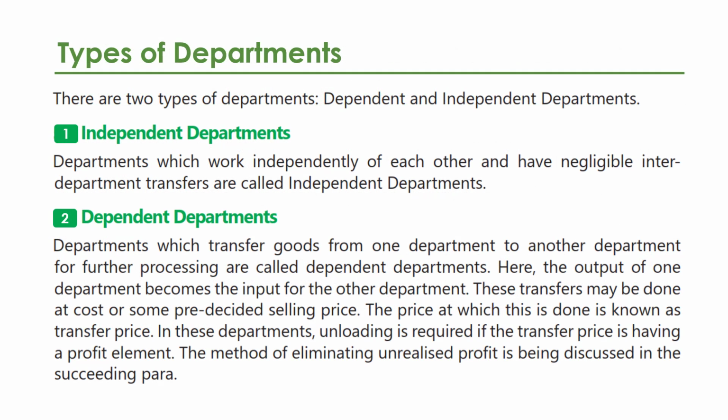There are two types of departments, dependent and independent departments. Departments which work independently of each other and have negligible interdepartment transfer are called independent departments. And departments which transfer goods from one department to another department for further processing are called dependent departments. Here, the output of one department becomes the input for another department. This transfer may be done at cost or some pre-decided selling price. The price at which this is done is known as transfer price. In these departments, unrealized profit adjustment is required if the transfer price has a profit element.